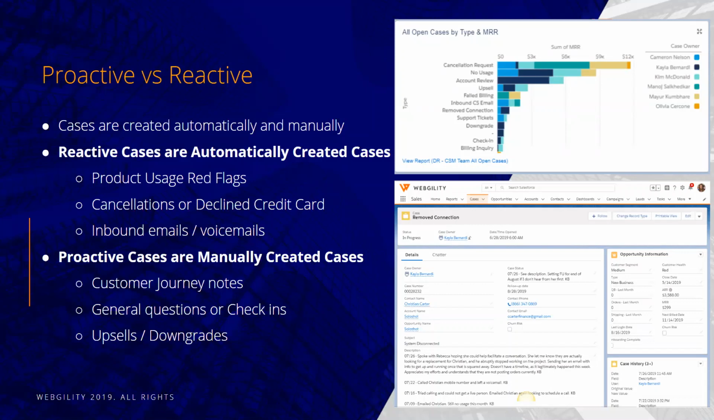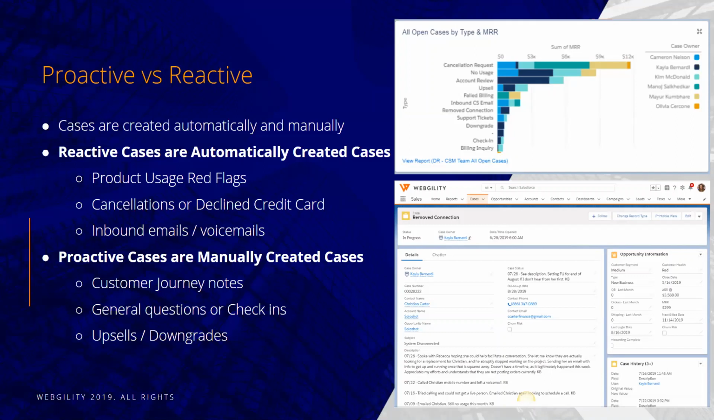Now, why might some cases create automatically for a specific account? Well, product usage red flags. The customers maybe stopped using the product. They're not using it quite right. Maybe they removed a connection. That is a red flag of product. So we get alerted of that. We get a notification that says, hey, your customer is not doing so well. You should probably reach out. That's how it's reactive.